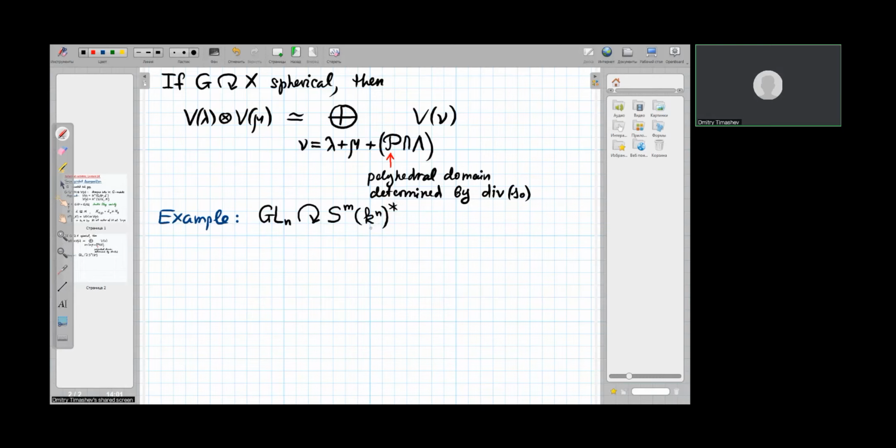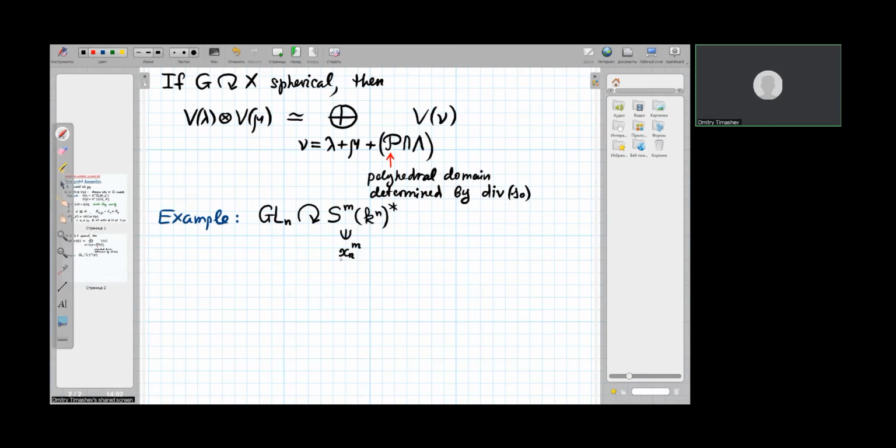This is an irreducible representation. The symmetric power just means homogeneous, right? Yes. Essentially, this is just the space of homogeneous polynomials in n variables. These variables are coordinates on K^n, nothing else. So this representation is irreducible. And we can indicate a highest weight vector. It is just the n-th coordinate, x_n, to the power m.